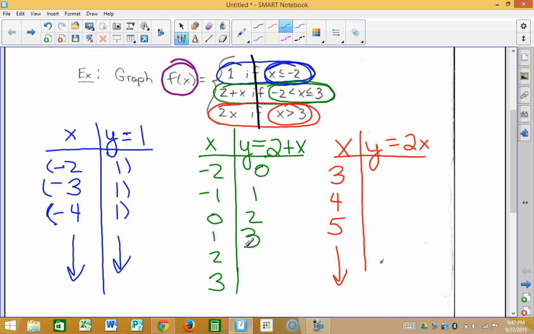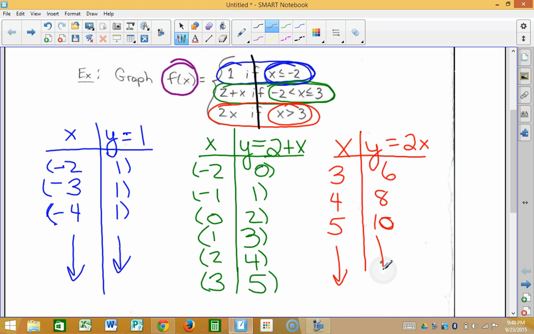We plug in 2. 2 plus 2 is 4. Plug in 3. 2 plus 3 is 5. All right, so again, we have these points. And then for the red, we plug these in for x. So 3 in for x is 2 times 3, which is 6. 4 times 2, which is 8. And 5 times 2, which is 10. And that continues forever.